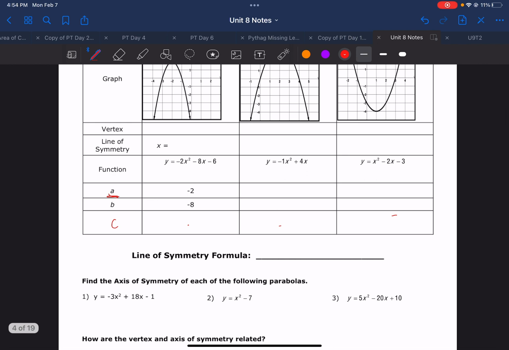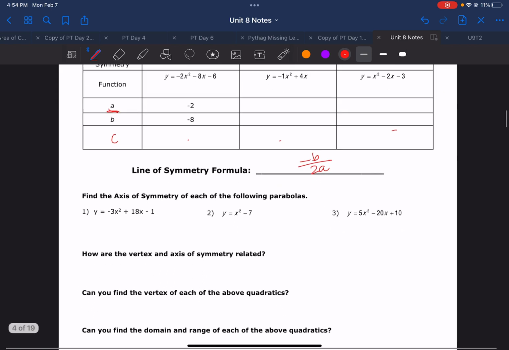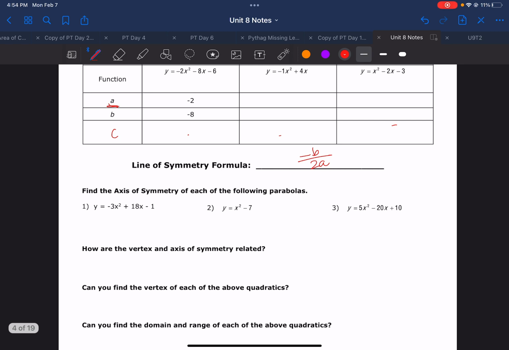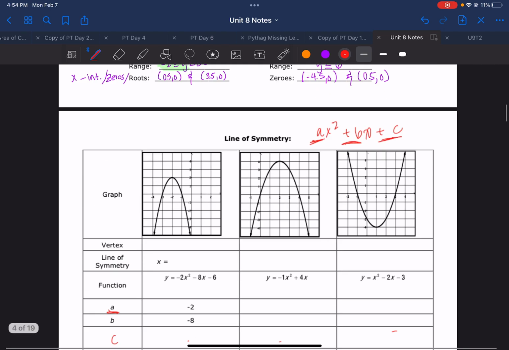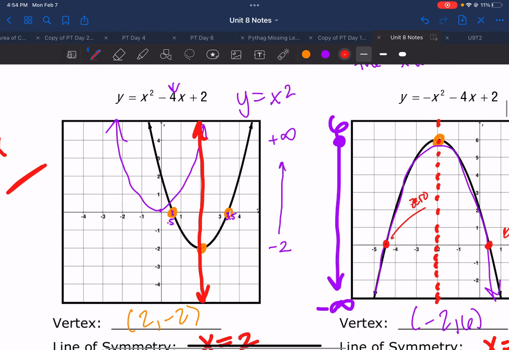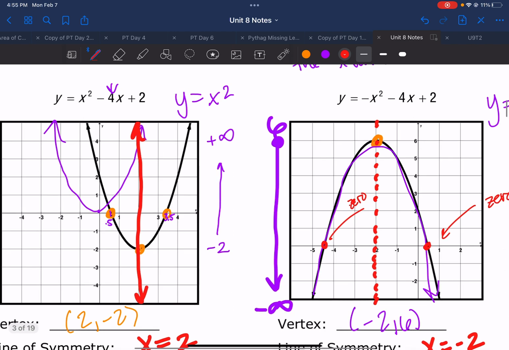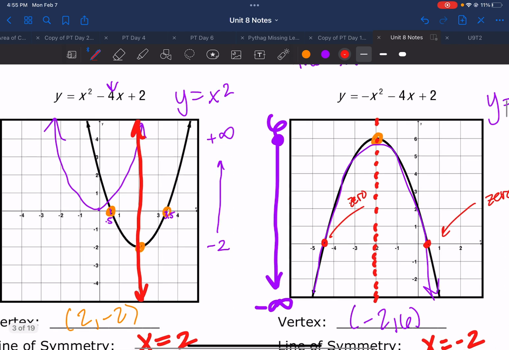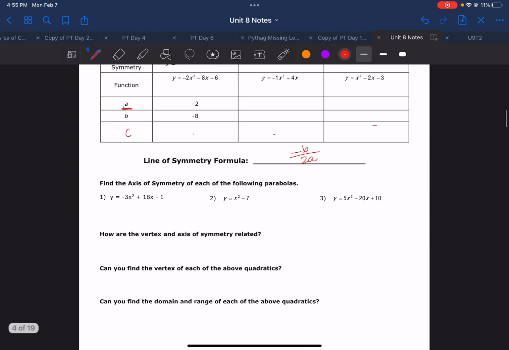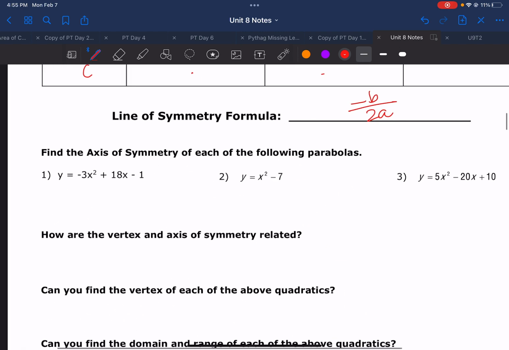And then line of symmetry, there's another way to find it. Negative b over 2a. Negative b over 2a. Actually, let's go over the last few problems, and then we'll be done. How do we find the axis of symmetry if we're not even looking at a graph? Remember, we were easily able to find the axis of symmetry because we could see the graph and draw a line. So how do we do that if we're not given a picture? One, you can plug it into your calculator and look at the picture, or you can use this formula.